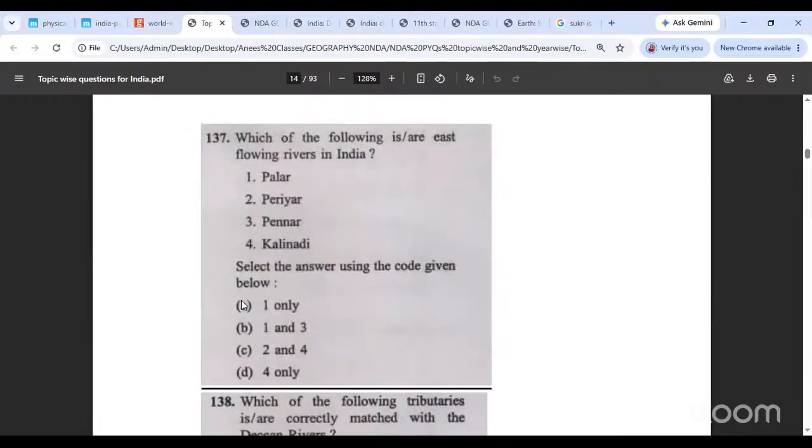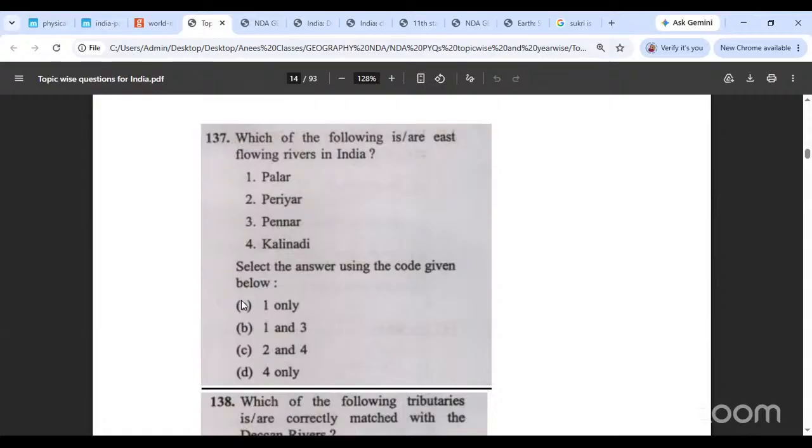Okay, which of the following rivers are east flowing rivers in India? Palar, Periyar, Pennar, Kali Nadi. Your options are Palar, Periyar, Pennar, Kali Nadi. If I'm pronouncing anything wrong and if you know the correct pronunciation, go ahead and correct. Eliminate कीजिए. C is 2 and 4, east flowing चाहिए.